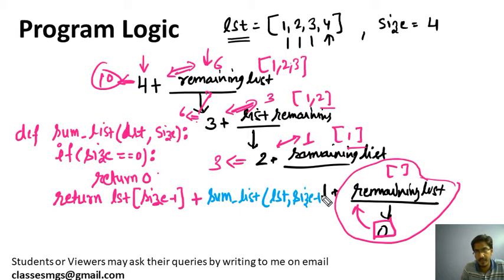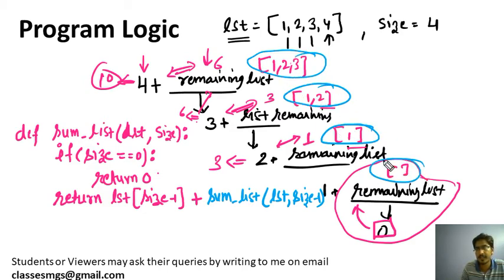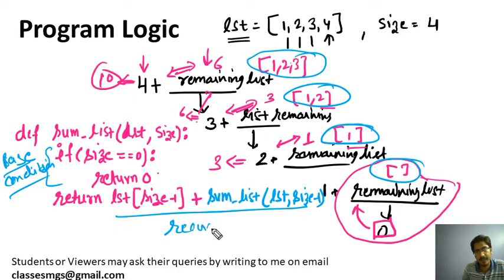Size-1 will indicate that the list is having one less element each time. Like this we are seeing, at the end the list will get emptied and this condition will be satisfied. This is known as the base condition or terminating condition of the recursion. If the recursion doesn't have the terminating condition, then it will be infinite, and this is known as the recursive step.